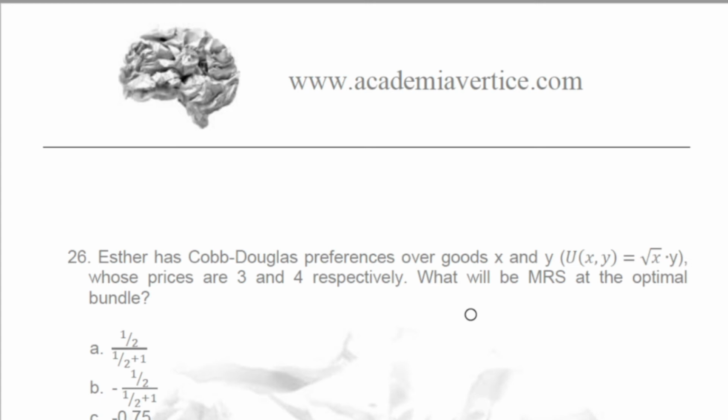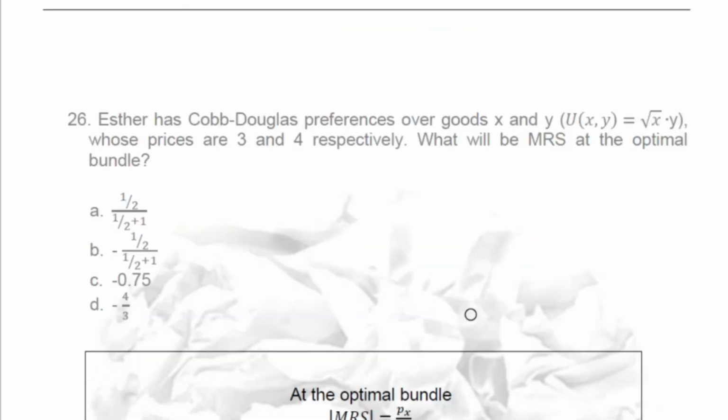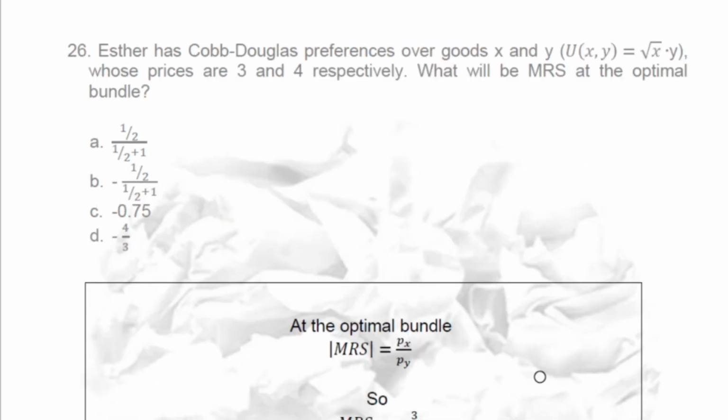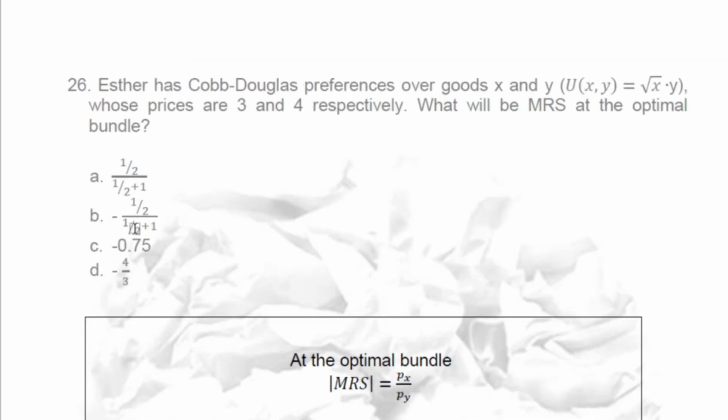We calculate the MRS, and that's very easy. At the optimal bundle, the MRS is equal to the price ratio because the tangency condition is verified in the Cobb-Douglas case. So the MRS is minus 3 divided by 4 because the prices are 3 and 4. So minus 0.75.